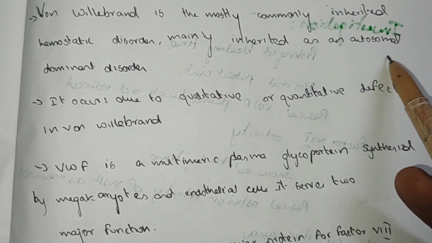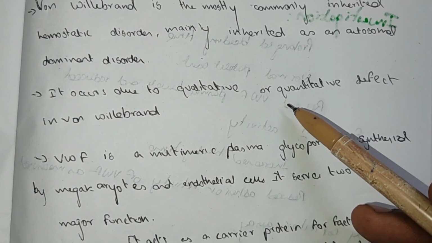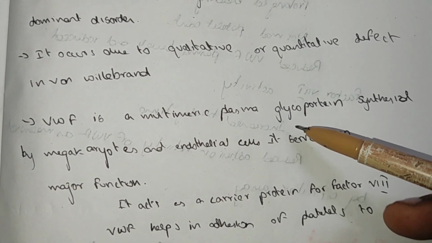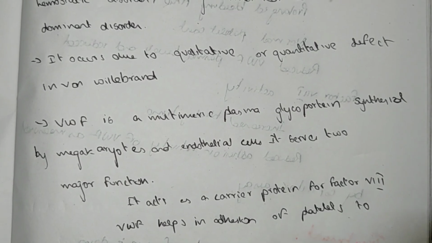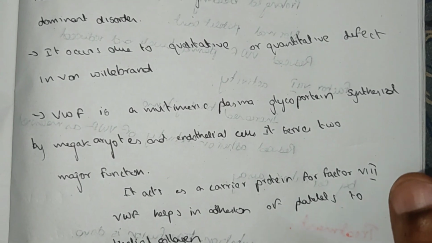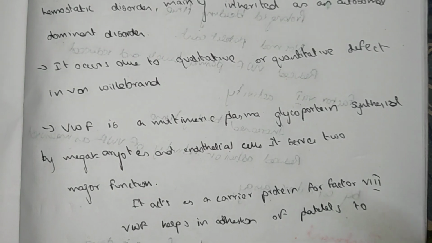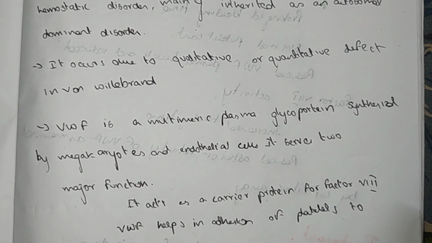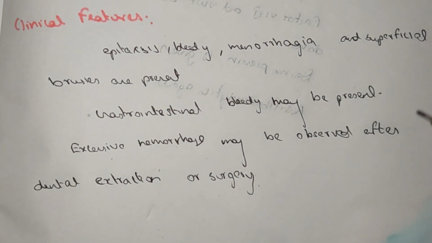First one is, it is an inherited hemostatic disorder which is an autosomal dominant disorder. This disease, von Willebrand disease, comes due to a qualitative or quantitative defect in von Willebrand factor. What is von Willebrand factor? It is a multimeric plasma glycoprotein which is synthesized by megakaryocytes as well as the endothelial cells. This is the introduction of von Willebrand disease as well as the factor.